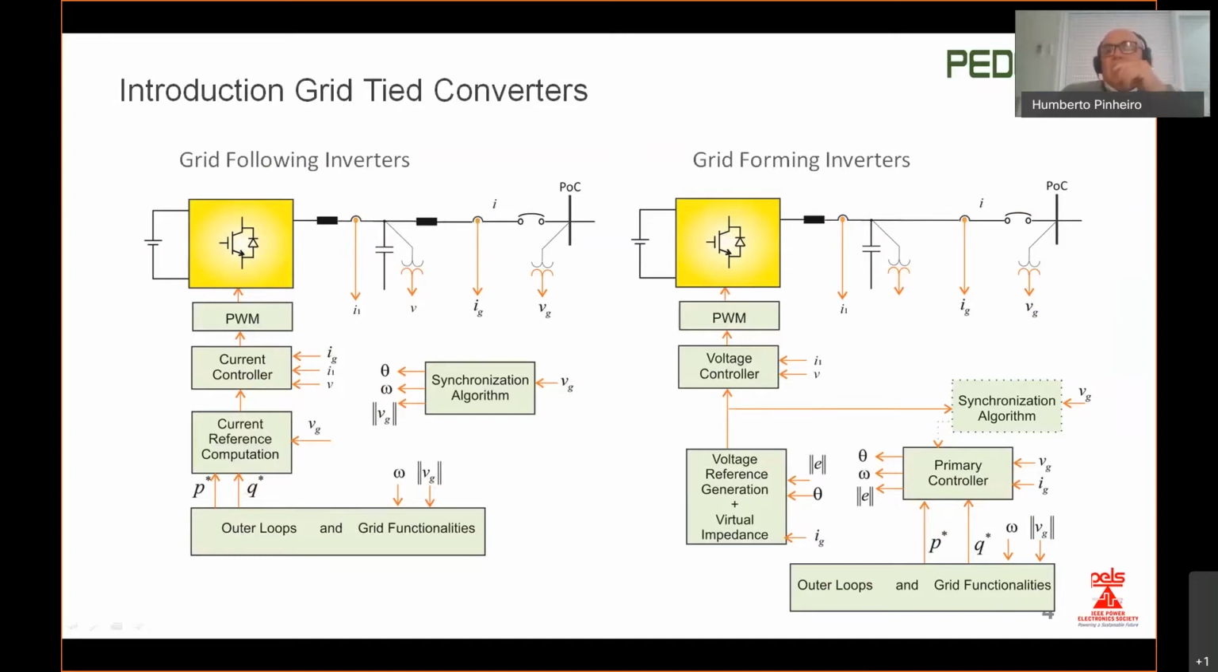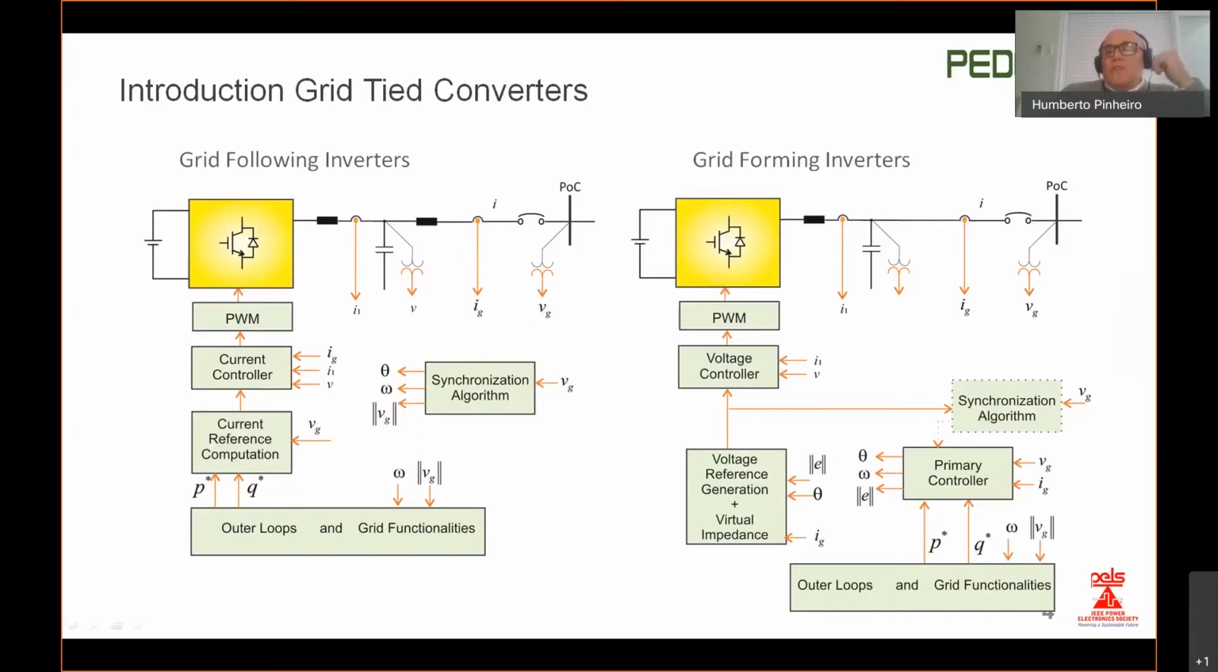Grid forming inverters usually have an inner control loop to synthesize voltage at the POC. In its classical form, the grid following inverter synthesizes current, right? So here we synthesize voltage. There is a way to implement it to synthesize current as well, but the most popular way is to synthesize voltage at the POC.